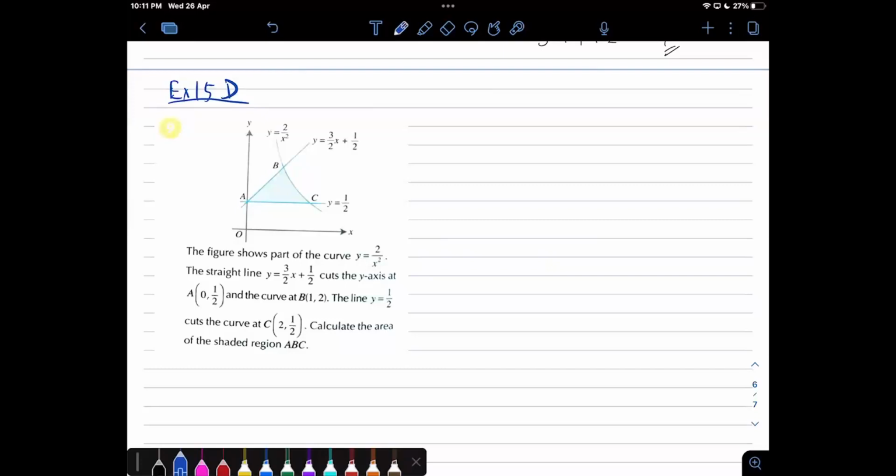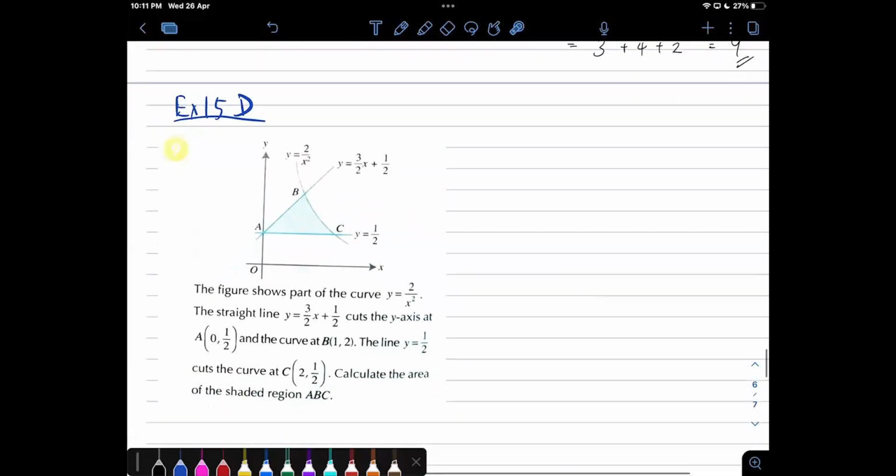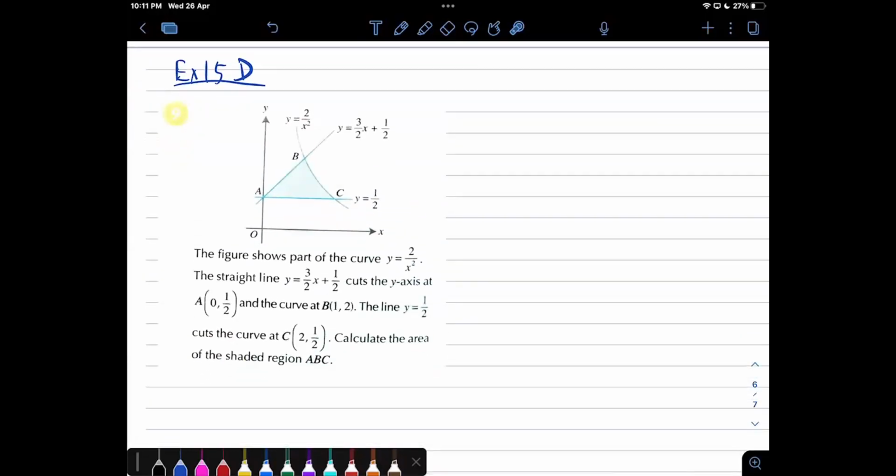How about the other straight lines or curves? There's y equals 3 over 2 x plus half. So positive gradient and y-intercept is half. So y-intercept here, half, positive gradient 3 over 2. And then you have y equals half, which is a horizontal line. The question, let's see. The figure shows part of the curve y equals 2 over x squared. The other half is on the left, not relevant to the area.